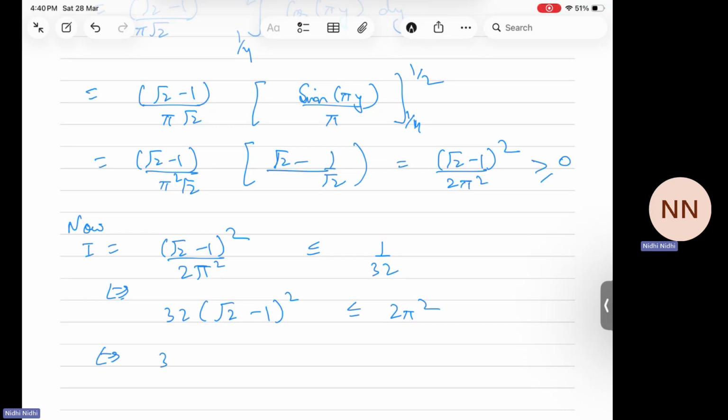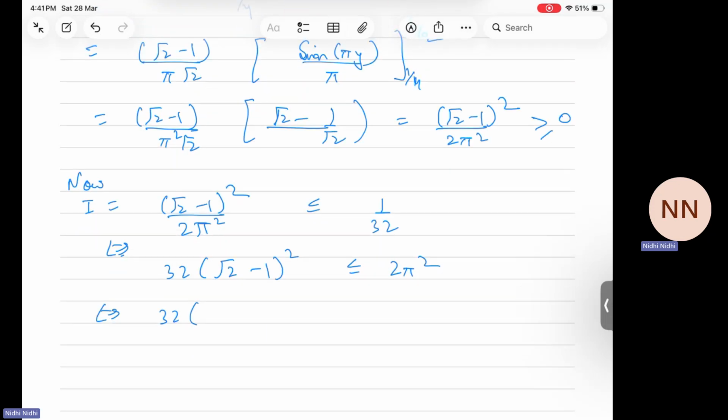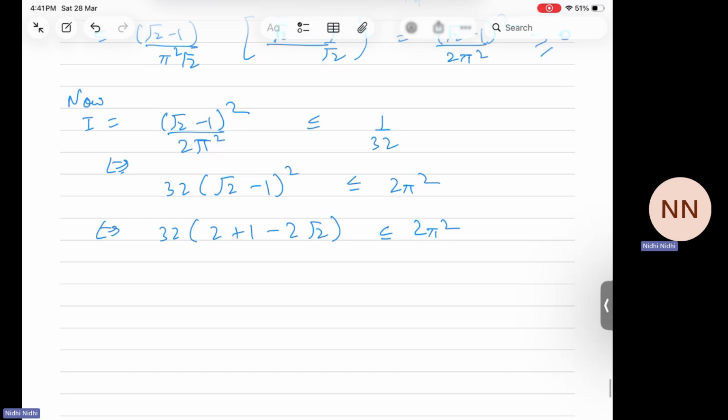If and only if, just expand this, a minus b whole square. So this will be 2 plus 1 minus 2 root 2 less than or equal to 2 pi square. So that gives us 32 times 3 minus 32 times 2 root 2 is less than or equal to 2 pi square. We can divide both the sides by 2. So this will happen if and only if 16 times 3 minus 16 into 2 root 2, that is 32 root 2, is less than or equal to pi square.